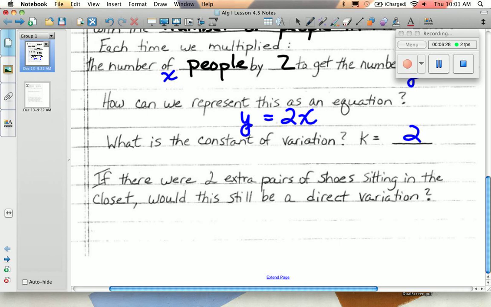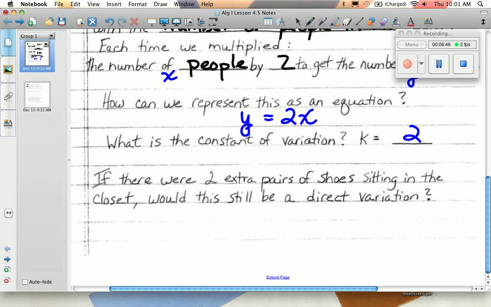So I have a couple closets here. What if I'm keeping a couple of extra pairs of shoes at school? I have a couple of pairs of shoes in my closets back here. Would this still be a direct variation then? No. How many people do we have in here today, including me?